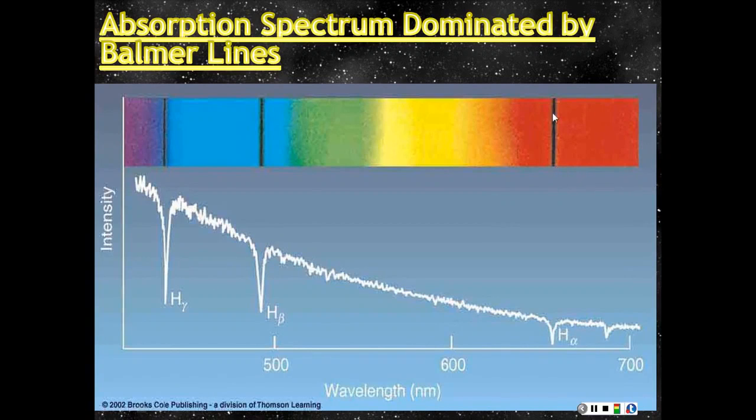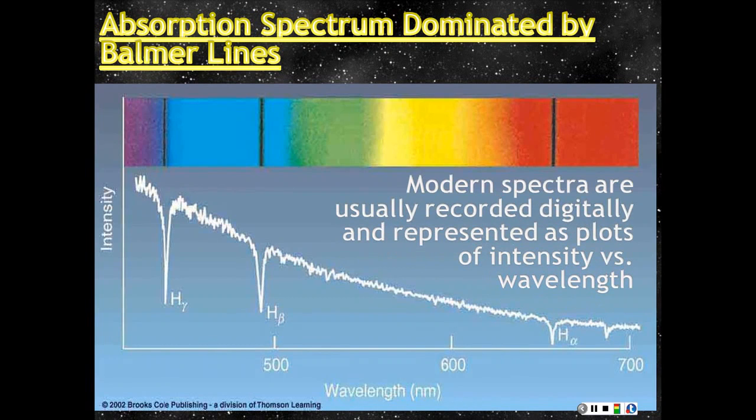And we call this line here, that's the n equals 2 to 3 absorption, H alpha. This is 2 to 4, H beta. 2 to 5 is H gamma. Sometimes you can see the line out here, which is 2 to 6, and so on. Normally when we draw spectra, we don't have them as nice, pretty rainbows. We plot them like this in 2 dimensions of intensity versus wavelength.